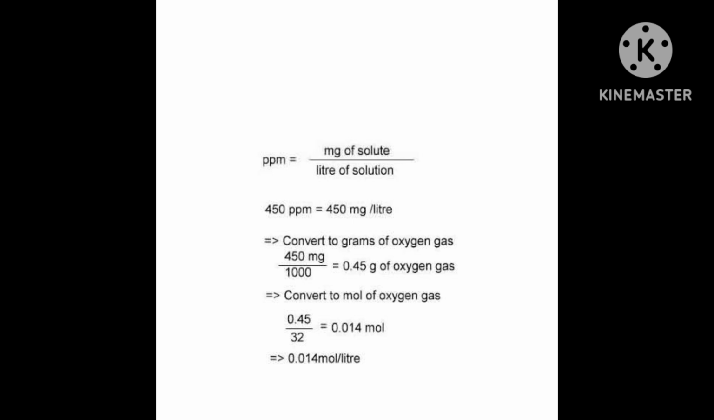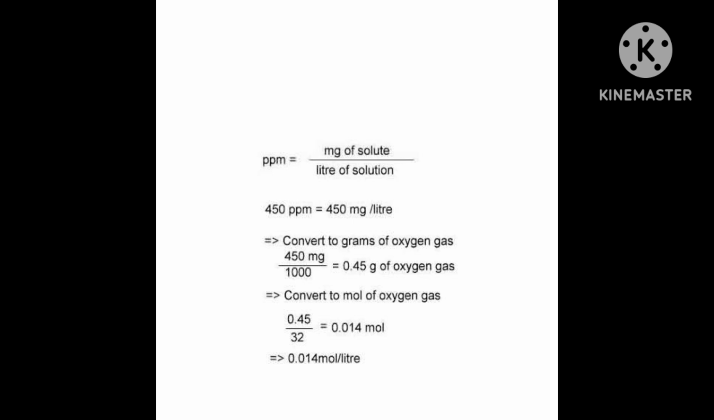ppm. You can write it like this: parts per million is equal to the number of parts of the component divided by the total number of parts of all components of the solution, multiplied by 10 to the power 6. Million means 10 to the power 6. Just like we multiplied by 100 for percentage, here it is 10 to the power 6.